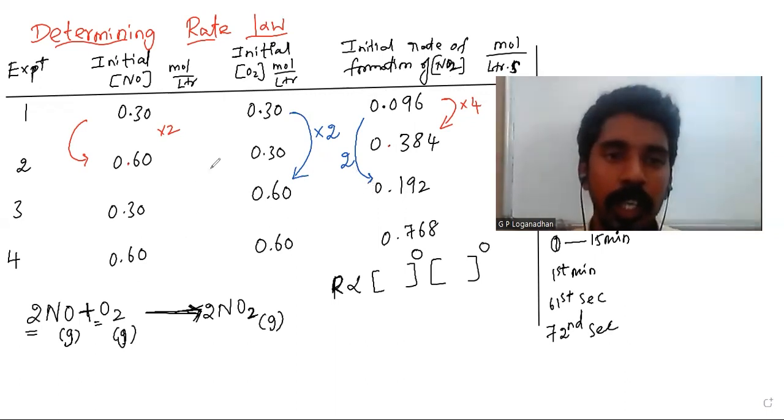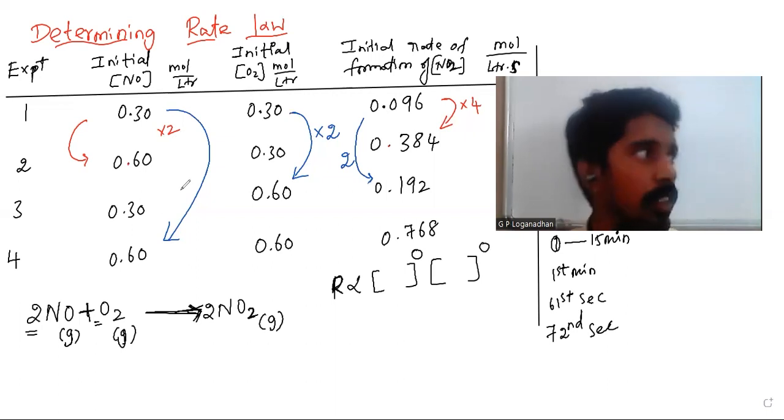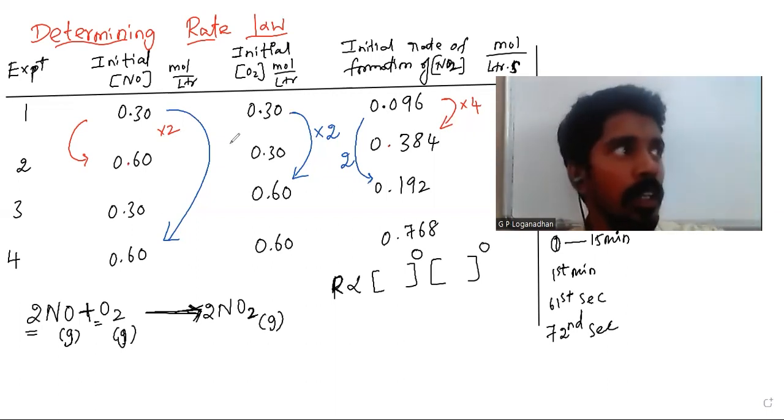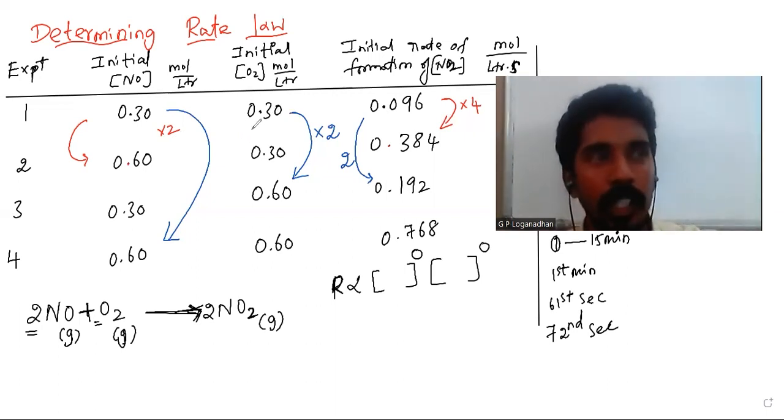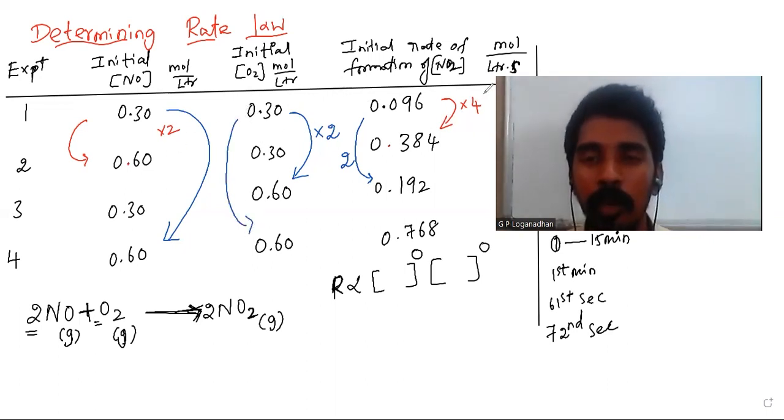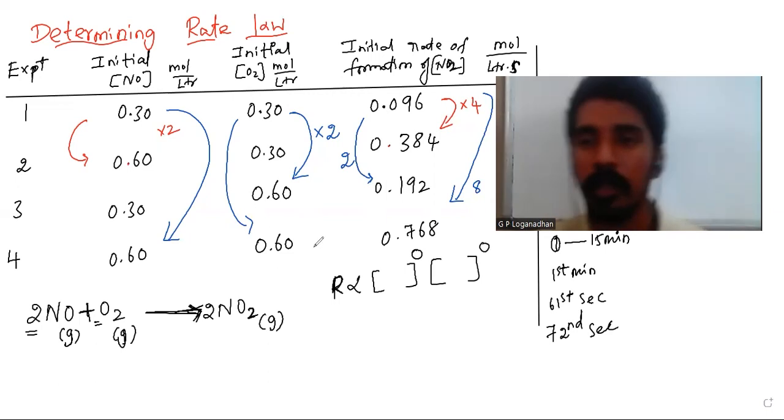Now you observe the change from the first to the fourth one. NO is doubled, and O2 is also doubled. When these two are doubled, you will notice that the rate increases how many times? Nearly 8 times. Right? So based on these values, we will write the rate expression.